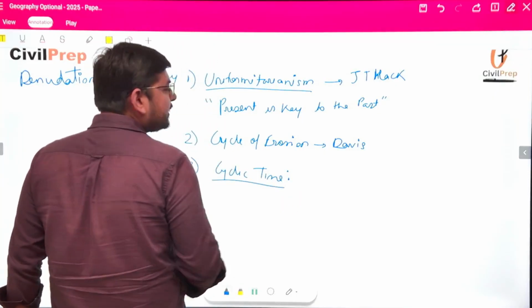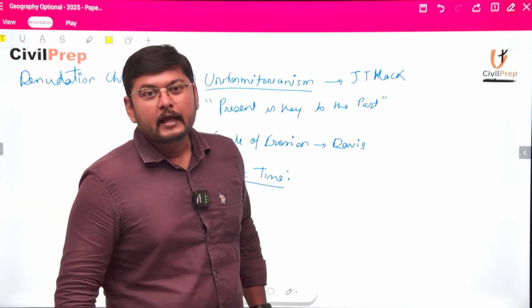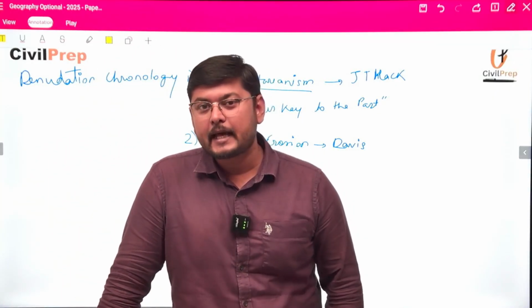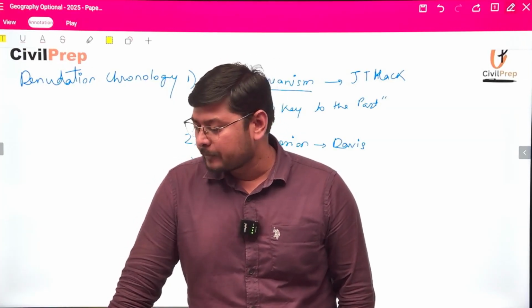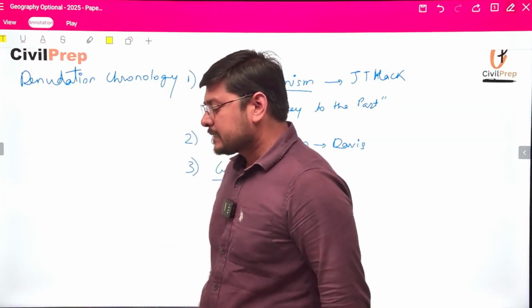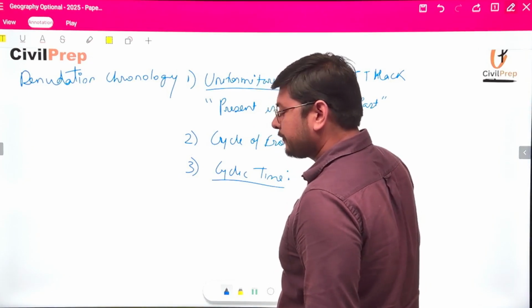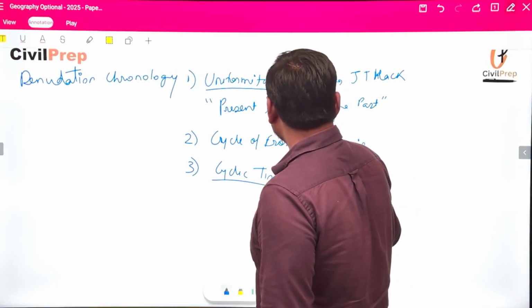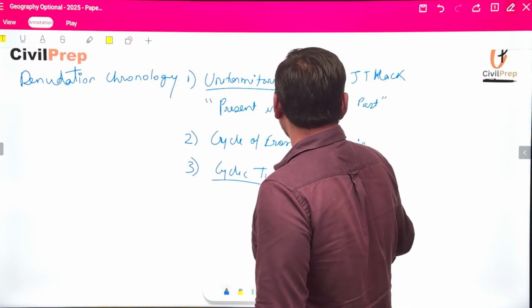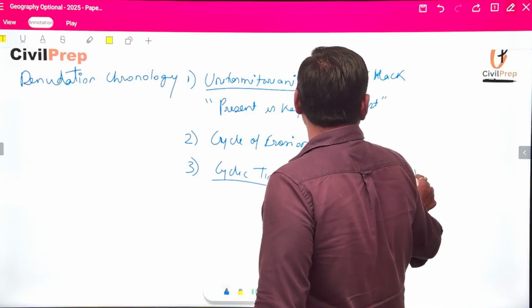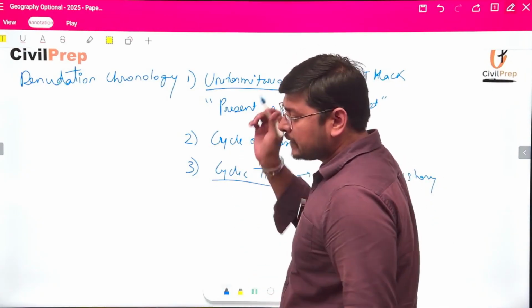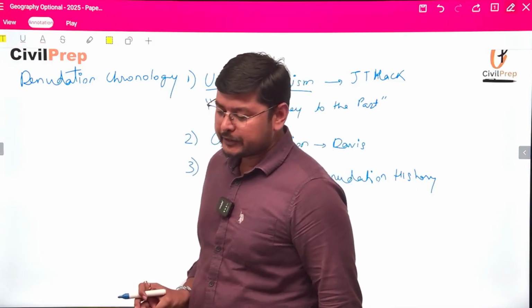So cyclic time is also one of the important factors. Time is another very important factor which helps any kind of development of landform or landscape to take place. Okay, which is taken here as a part of the denudation history.